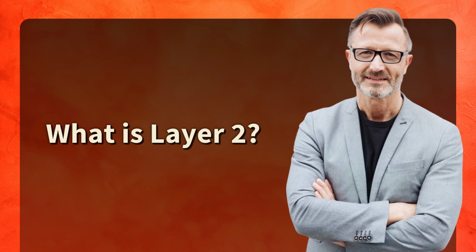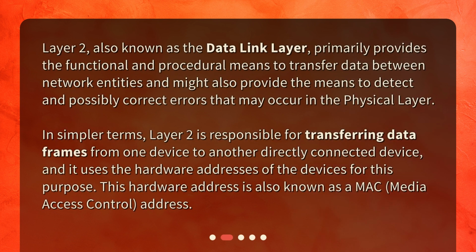What is Layer 2? Layer 2, also known as the data link layer, primarily provides the functional and procedural means to transfer data between network entities and might also provide the means to detect and possibly correct errors that may occur in the physical layer. In simpler terms, Layer 2 is responsible for transferring data frames from one device to another directly connected device, and it uses the hardware addresses of the devices for this purpose. This hardware address is also known as a MAC, Media Access Control, address.